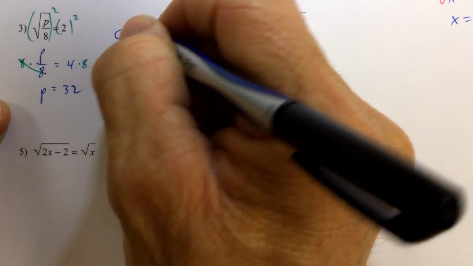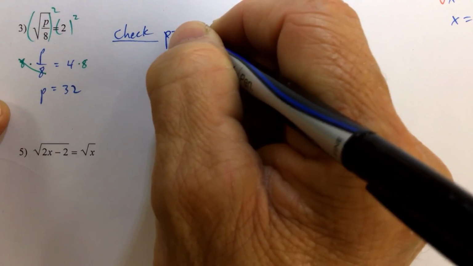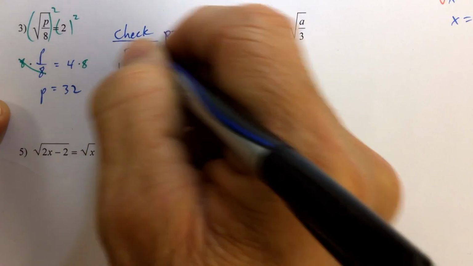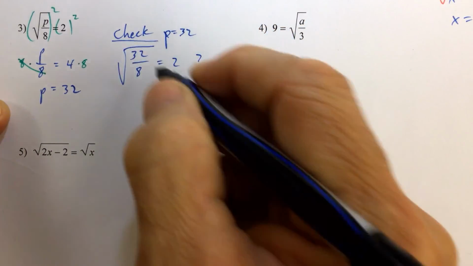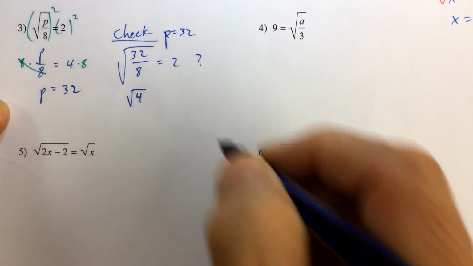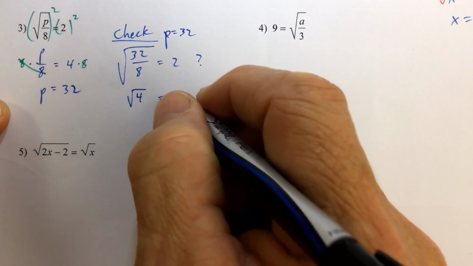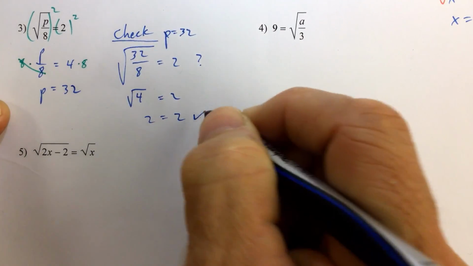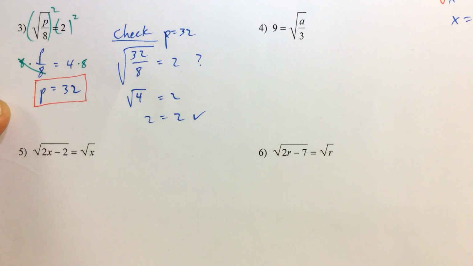Always want to check. And we're going to check p equals 32, so we're going to take the square root of 32 over 8. Does that equal 2? 32 over 8 is 4, just like we learned in a previous section that you can simplify underneath the radical first. And does the square root of 4 equal 2? Yes. So we can safely say that p equals 32 is our solution.